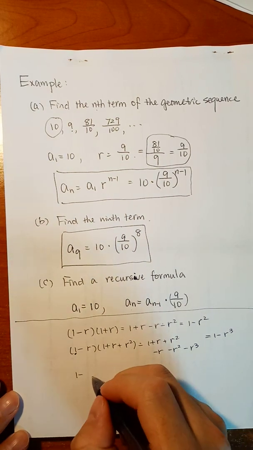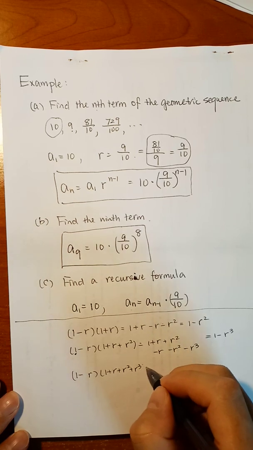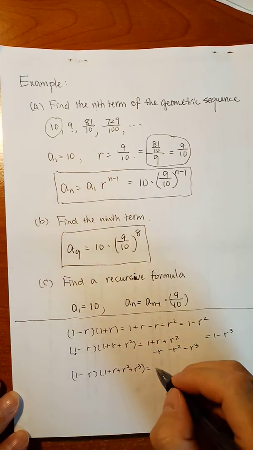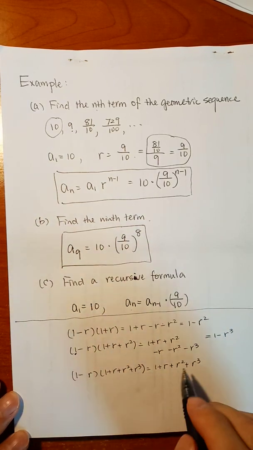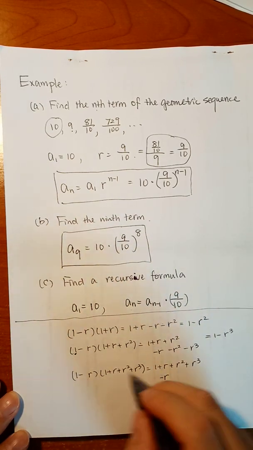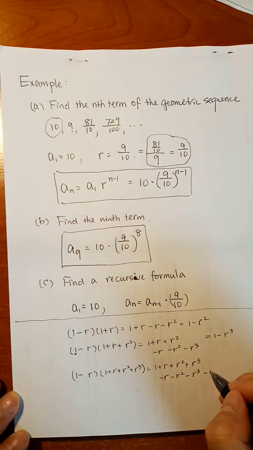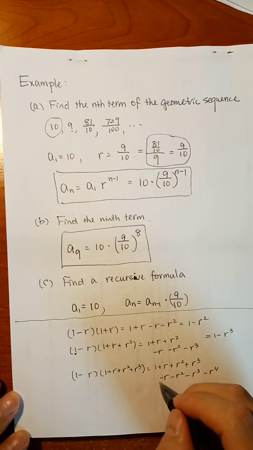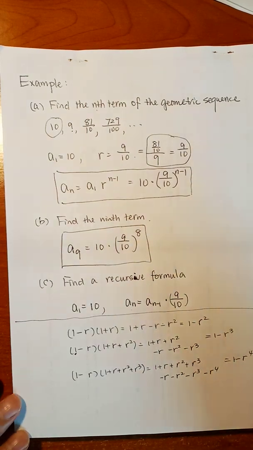If you follow this pattern, you see 1 times all the terms. Negative r times all the terms, it's negative, so negative r times 1 is negative r. Negative r times r is negative r squared. Negative r times r squared is negative r cubed. Negative r times r cubed is negative r to the 4. The middle terms always cancel. So here it's r cubed, then the final thing will be r to the 4.